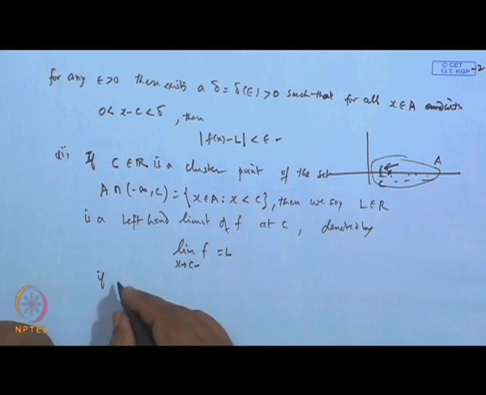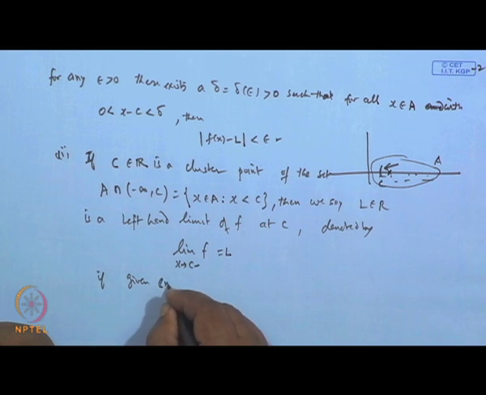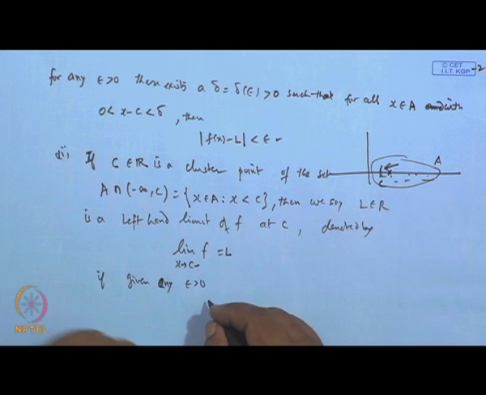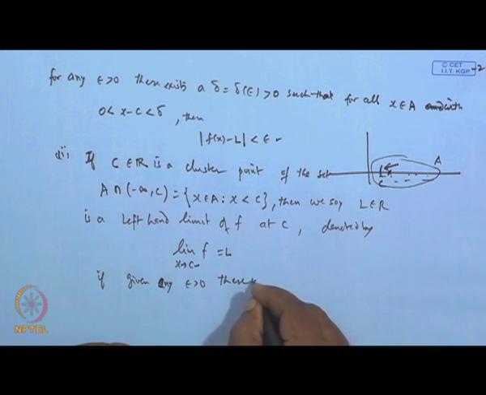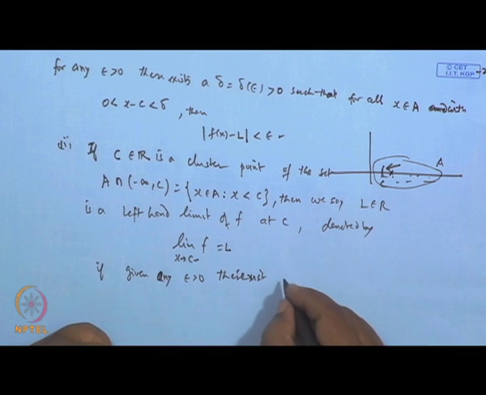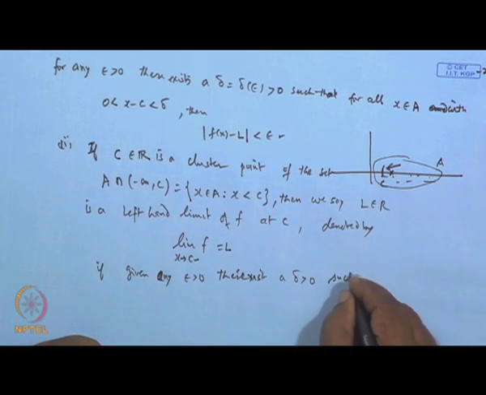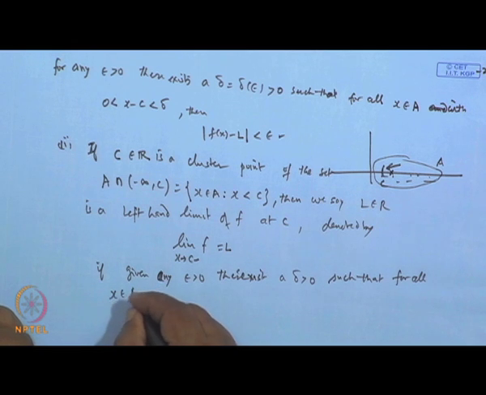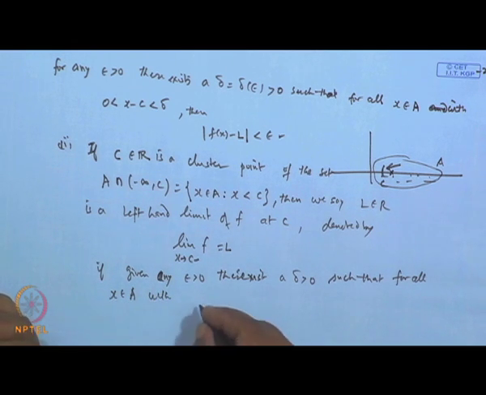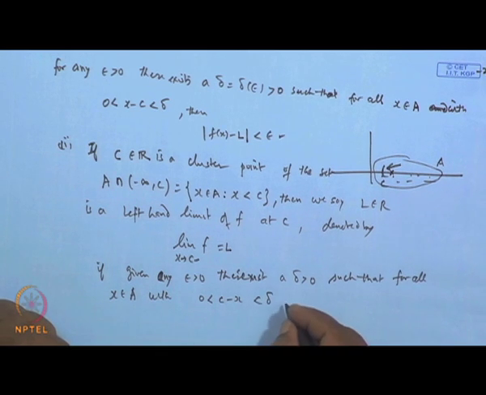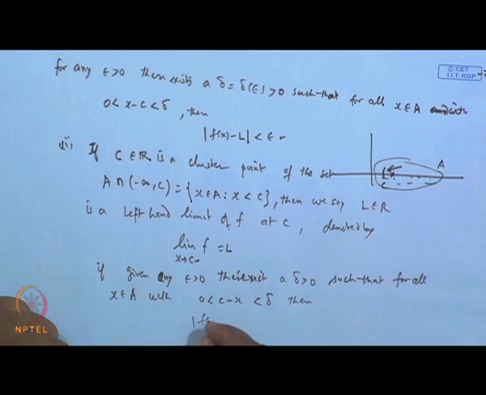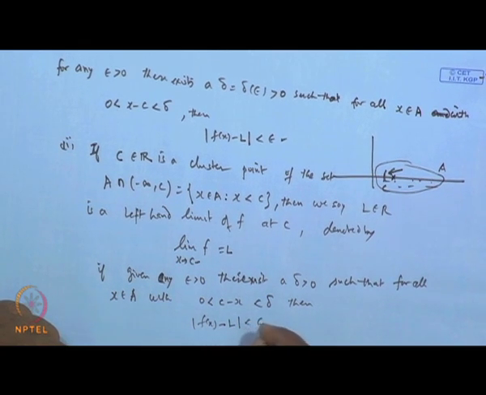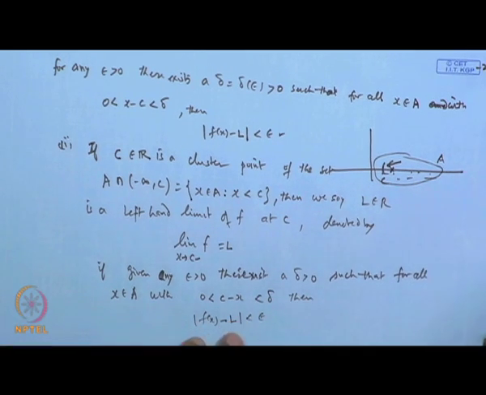If given any epsilon greater than 0, there exists a delta greater than 0 such that for all x belonging to A with the condition 0 less than c minus x less than delta, then we have mod of f(x) minus L is less than epsilon. So, this is our left hand limit.